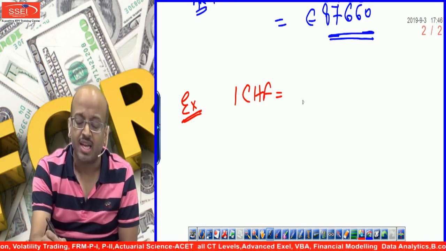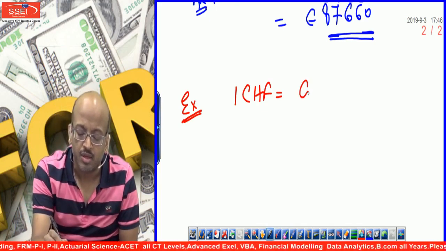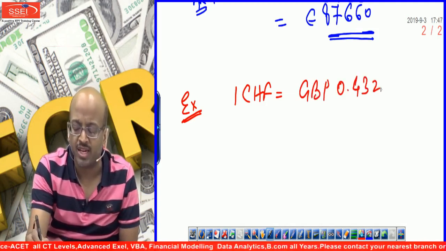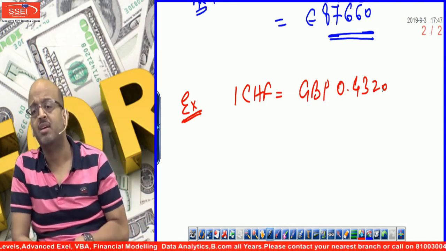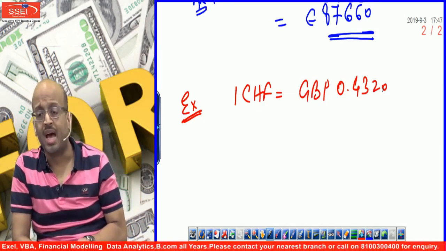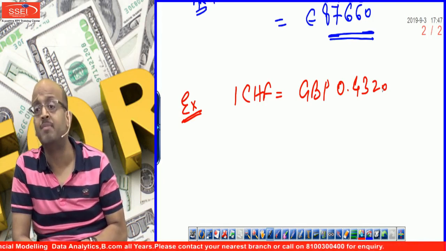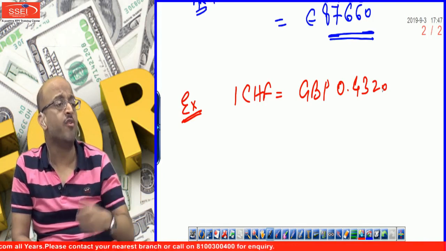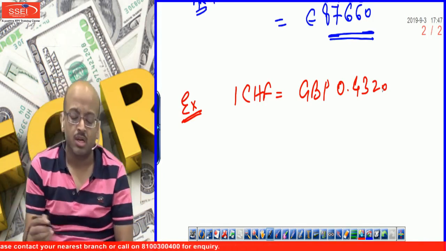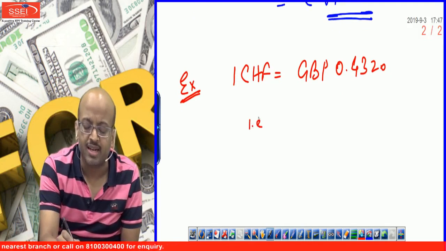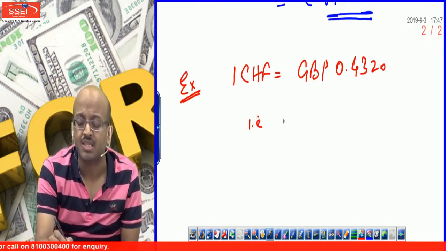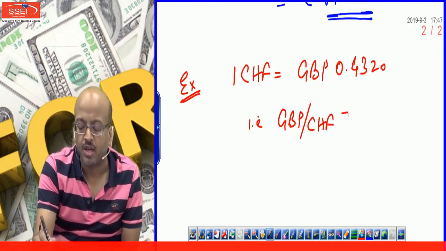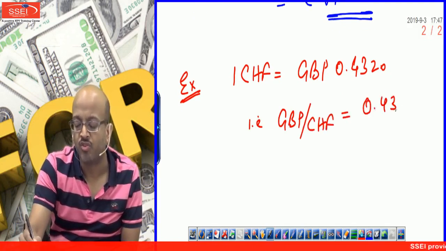1 CHF equal to GBP 0.4320. What is GBP? Great British Pound. I once again repeat, if you don't know the full form, it doesn't matter. This is maths going on. Because there are many currencies whose full form you may not know. It doesn't matter at all. How should I write it? Help me please. GBP per CHF equal to 0.4320.